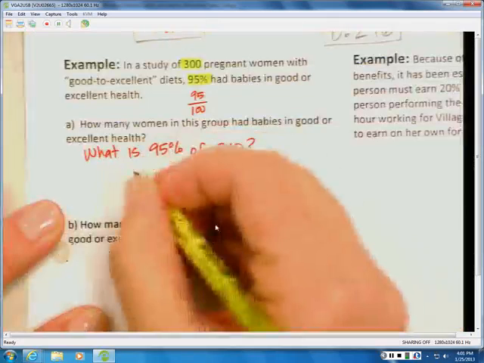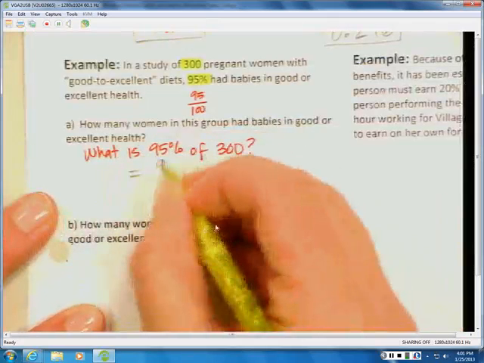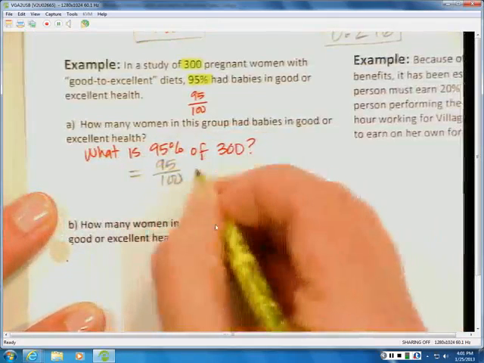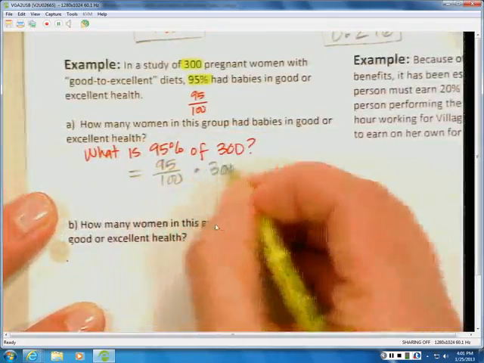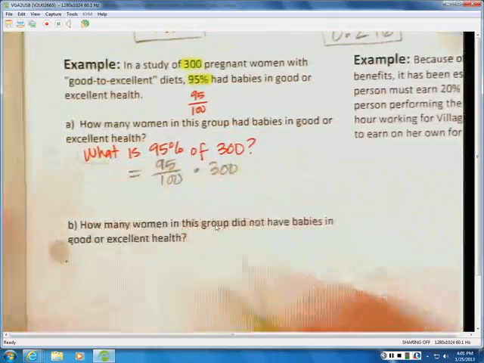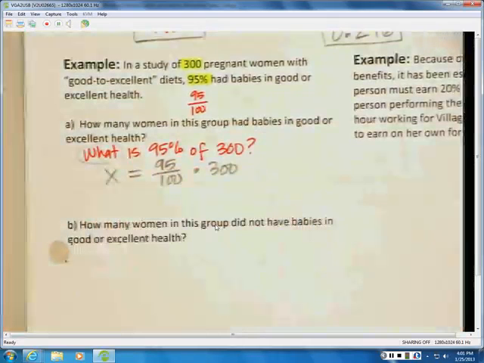I know that is means equals. I know 95% is 95 over 100. I know that of means multiply. I know that this is 300. And what? That's the thing I'm trying to find. Let's call that x.